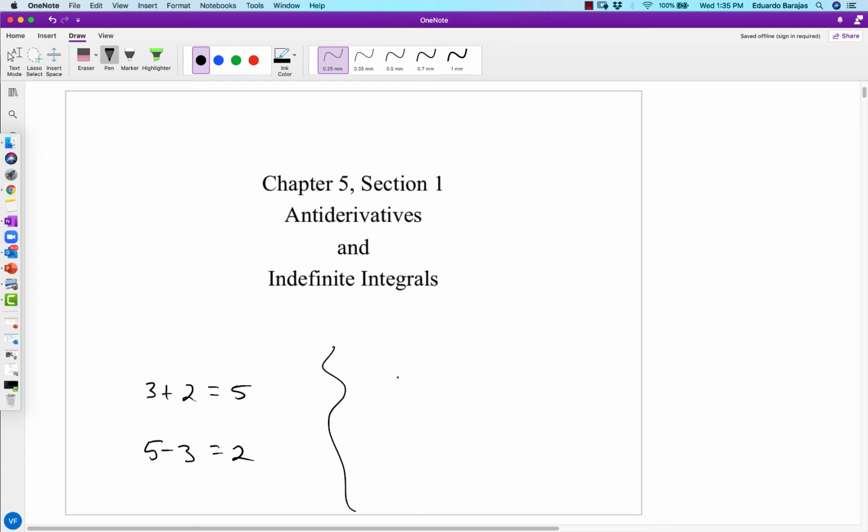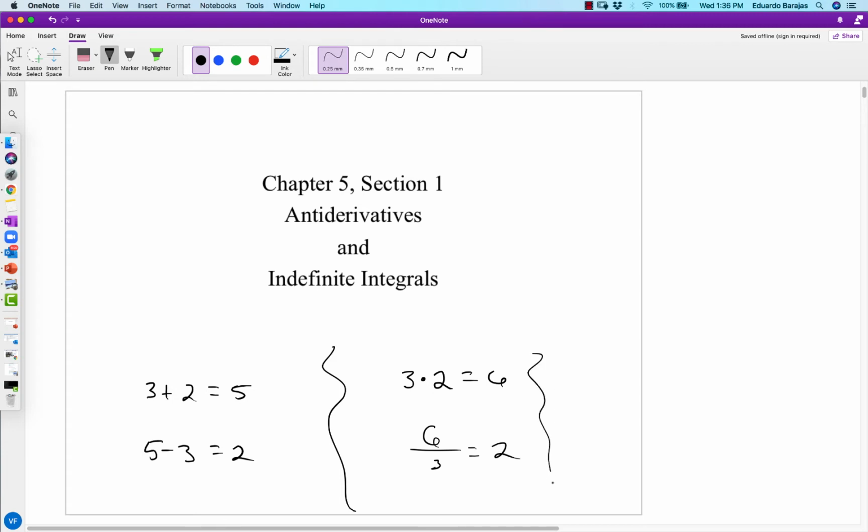Later, we learn how to multiply. So we learn how to do 3 times 2 equals 6, right? Multiplication, and then soon after we learn how to divide, right? So 6 divided by 3 equals 2.